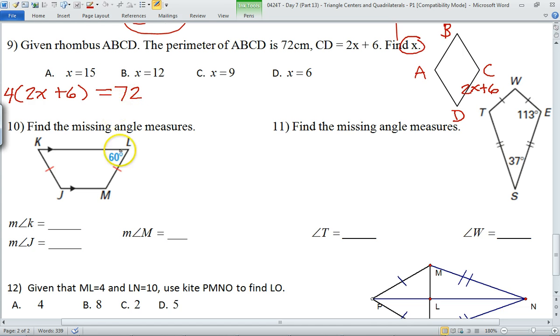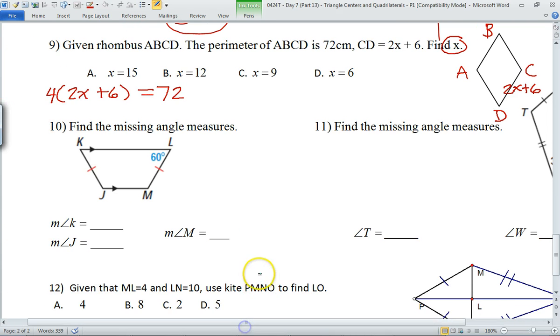Is that cut off? That's cut off on your screen. Okay? I multiplied it by 4 because there's 4 of them.